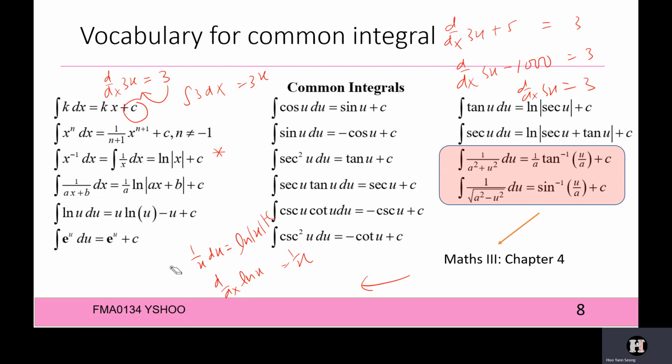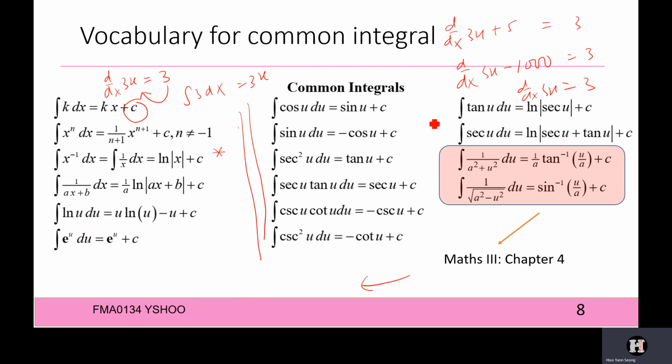Okay, so definitely you already learned this in your Maths 2. Whenever you see integrate ln u, you need to use one of the methods called integration by parts. Then we have the vocabulary: integrate exponent u to get back exponent u as usual. And these 1 2 3 4 5 6 are the vocabulary for trigonometry.